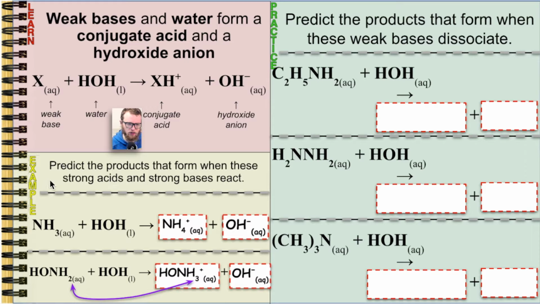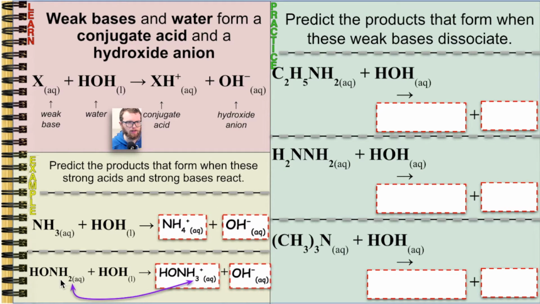So, predict the products that form when strong acids and strong bases react. Oh, that is the wrong directions. The right directions are up here. But anyway, if we have NH3 as our weak base plus HOH as our water, one of the hydrogens falls off the water and gets added to the NH3. So NH3 plus another hydrogen is NH4 with a positive charge, and that's aqueous. Plus water, if we take off one of the hydrogens, we get OH minus aqueous, that is the hydroxide anion.